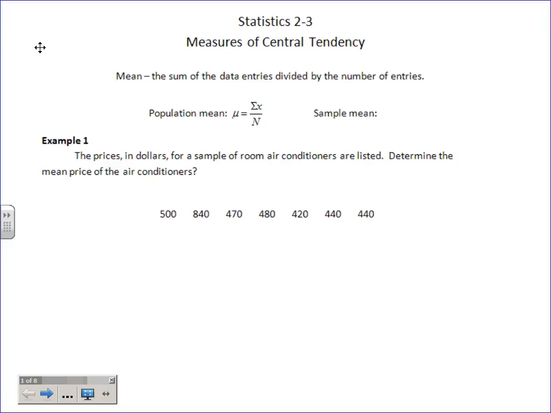Mu equals sigma x. Remember, sigma means sum. And then it's divided by a capital N. The capital N is the number that you have, and remember, that would be the population in this case. If there were 1,000 students and that was it, then that would be 1,000. Or if we took a sample of only 20, well, that would be when we do the sample.